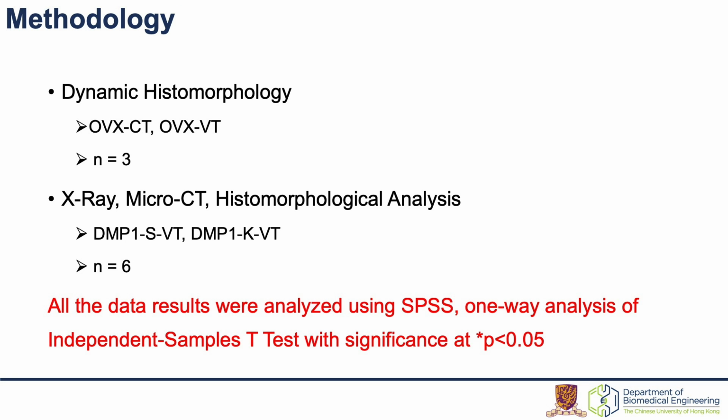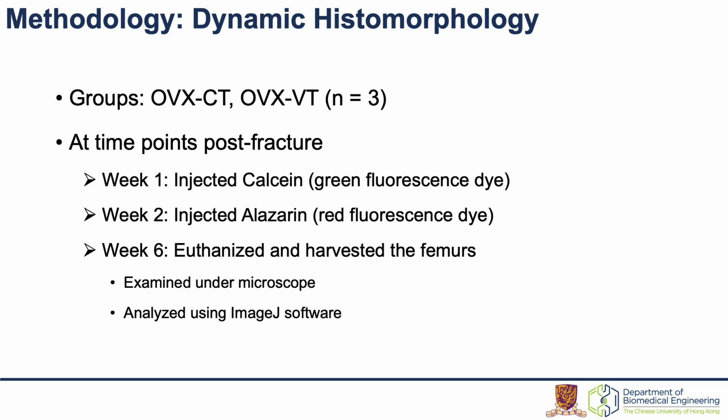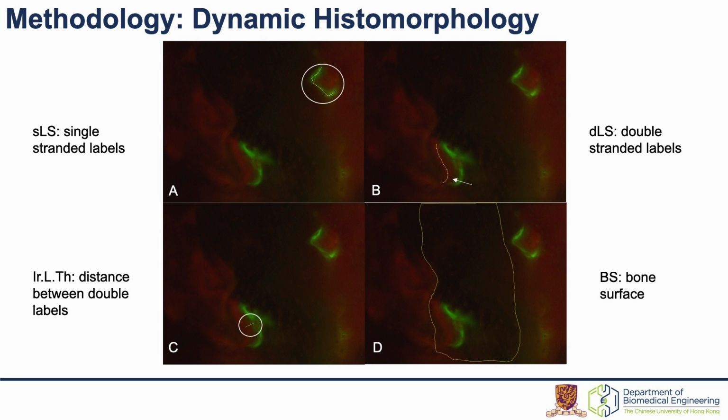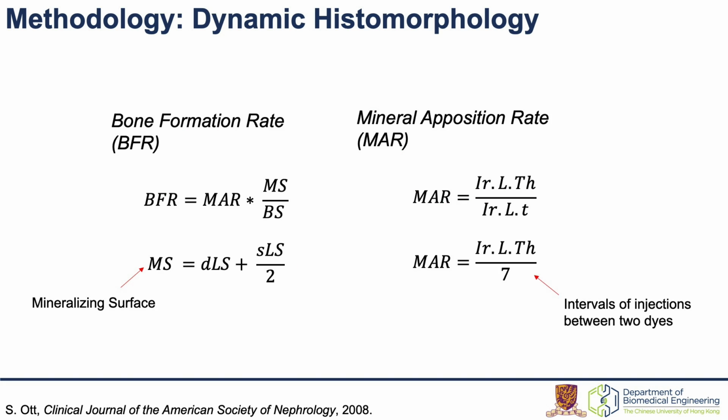In dynamic histomorphometry, OVX control and vibration used 3 samples each. The sample size of DMP1 scramble and knockdown was 6 in these methodologies. All the results were compared using independent t-tests with significance set at p smaller than 0.05. First, for dynamic histomorphometry, the rats were injected with 2 dyes at week 1 and 2 post-fracture respectively. As shown in the pictures, these are the parameters of interest to measure. Bone formation rate and mineral apposition rate were calculated using the following formulas.